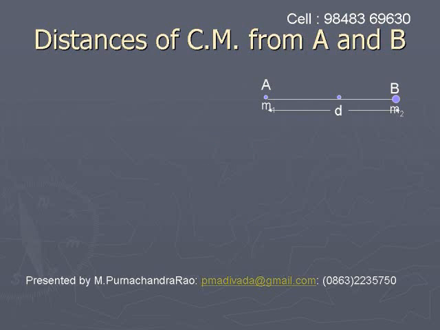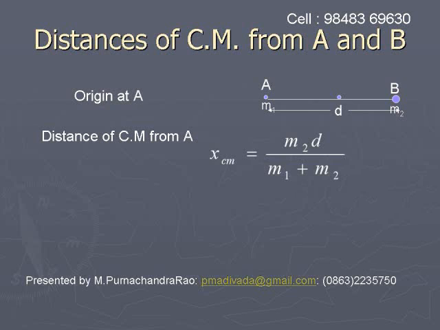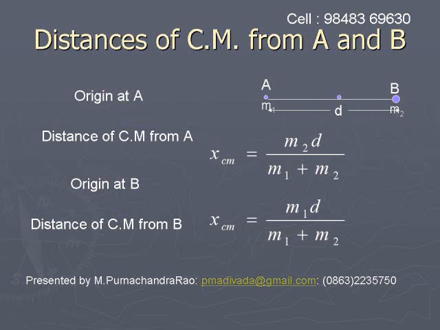Suppose two masses m1 and m2 are at distance D. m1 is at A and m2 is at B. If we want the distance of center of mass from A, then we choose the origin at A, so its coordinate becomes 0. The distance of center of mass from A is given by XCM is equal to m2D by (m1 plus m2). If we want the distance of center of mass from B, then we choose the origin at B, and the distance becomes XCM is equal to m1D by (m1 plus m2).